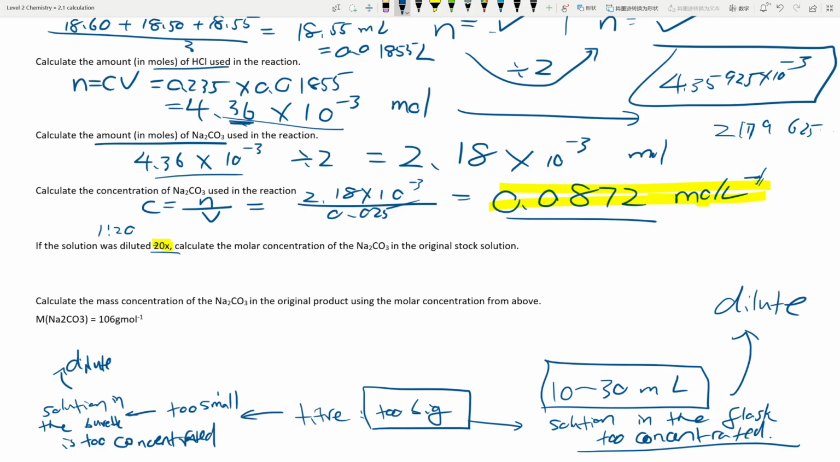So it was diluted 20 times, so that means the original solution was 20 times more concentrated. Use the exact number that you got from last time, multiply by 20, and you get 1.74 moles per liter, which is quite concentrated.